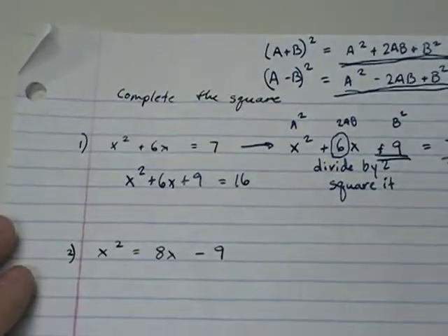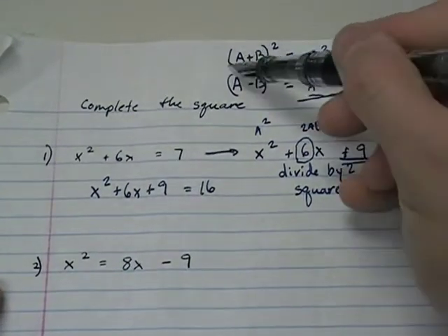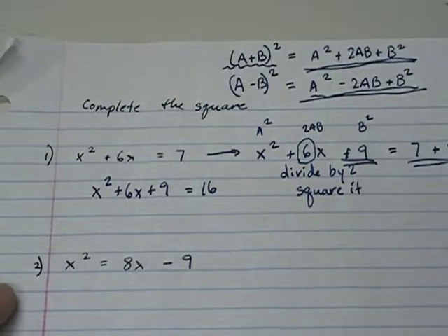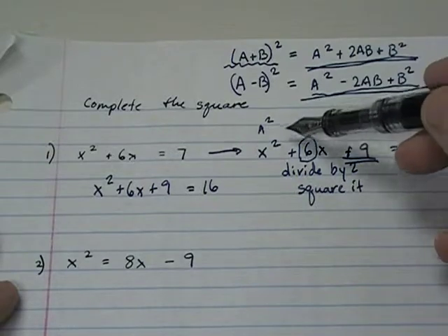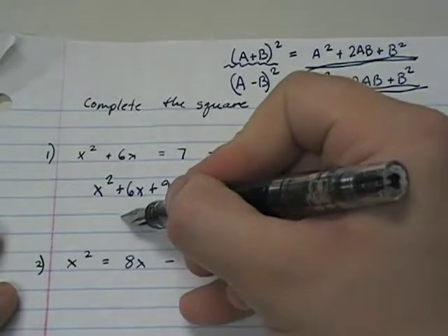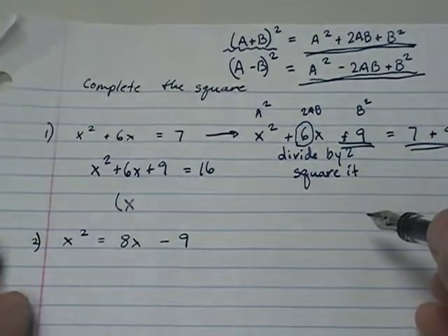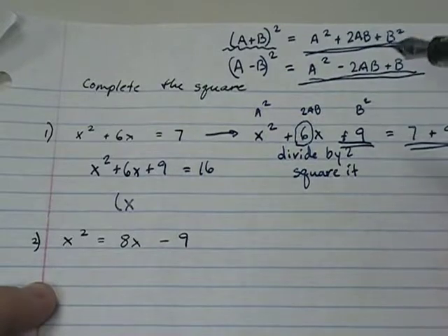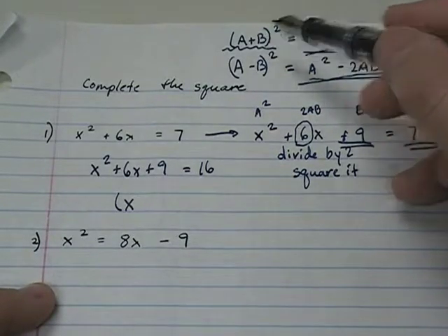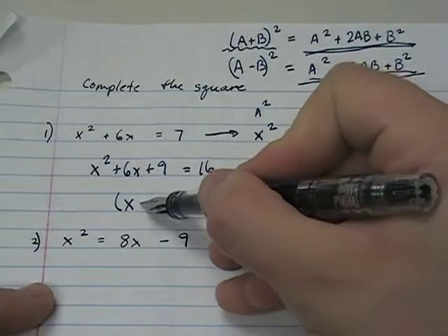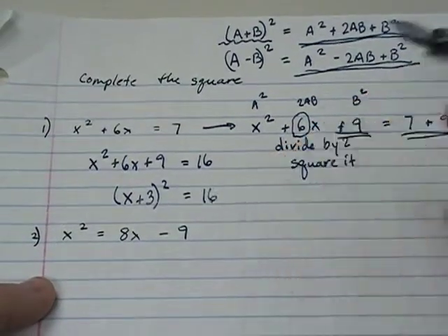Now, I want to turn this into this nice, neat factored form. If a squared is x squared, then a has to be x. If b squared is 9, then b has to be 3, right? Because the square root of 9 is 3. So x plus 3 squared equals 16.